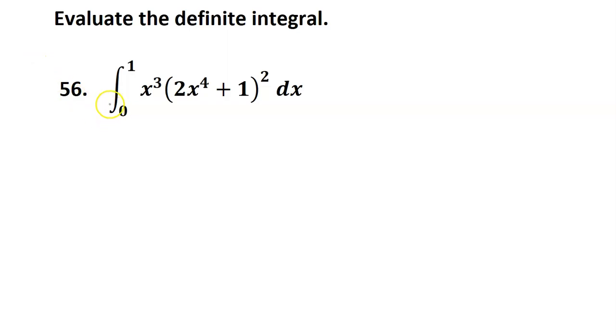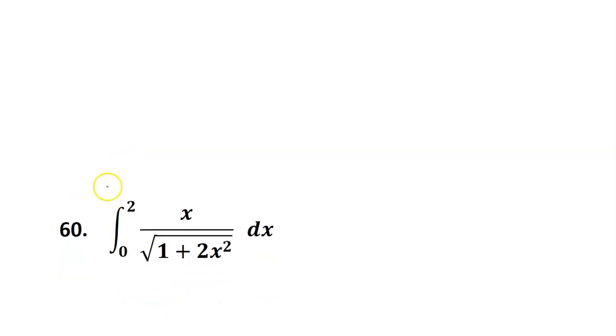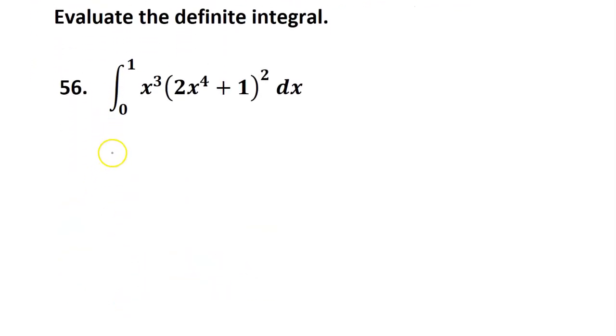It is time for me to show you how to evaluate a definite integral when you're doing u-substitution. There are two different methods that you could use. I think I'll do one method on number 56 and I'll do the other method on number 60. So the method that I usually do is the one where you just ignore the limits of integration and do your u-substitution and solve the entire problem as an indefinite integral, and then put the limits back in.